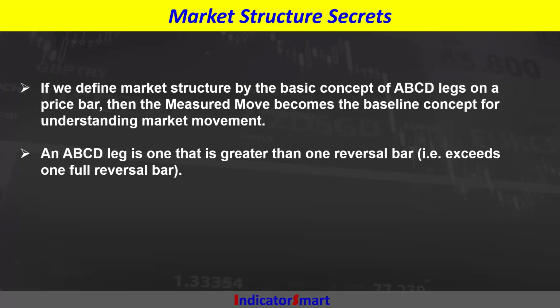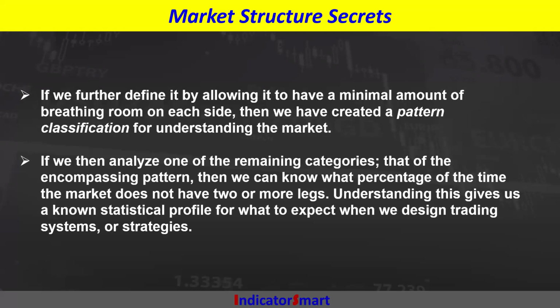So an A, B, C, D leg is one that is greater than one reversal bar, just as a matter of definition. In other words, it exceeds one full reversal bar. I'm going to show you a chart in a minute. We're going to cover that too.